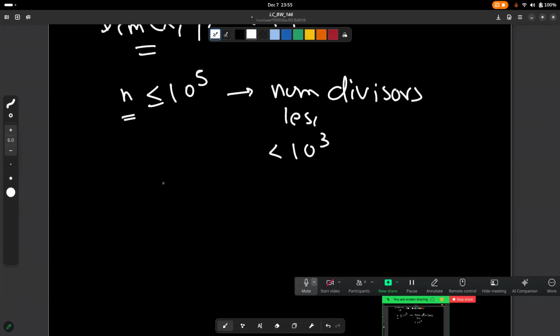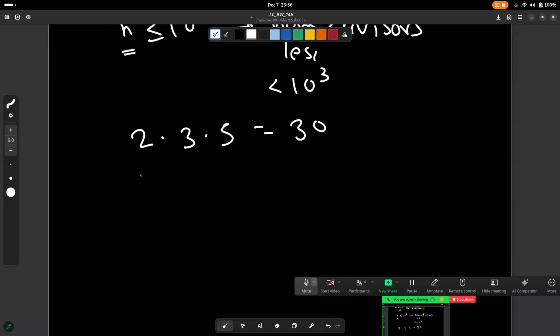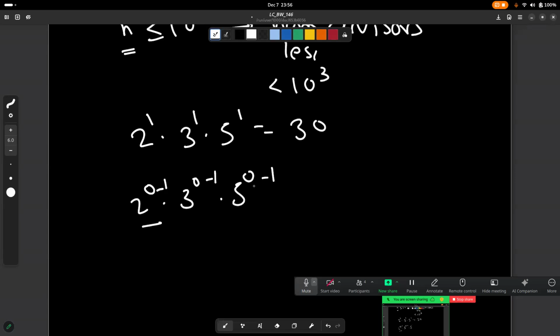How will we calculate the maximum number of divisors? Well, if your number is something like 2 into 3 into 5, which is 30, then this is 2 raised to the power 1, this is 3 raised to the power 1, this is 5 raised to the power 1. Any divisor will be like 2 raised to the power 0 or 1 into 3 raised to the power 0 or 1 into 5 raised to the power 0 or 1. Each will have values between 0 and 1.